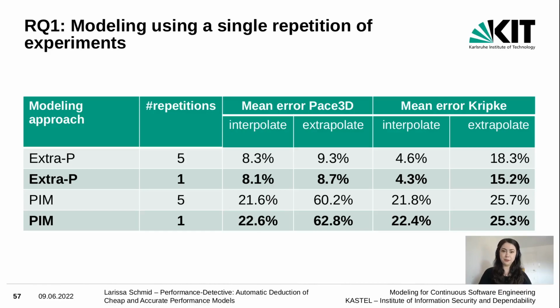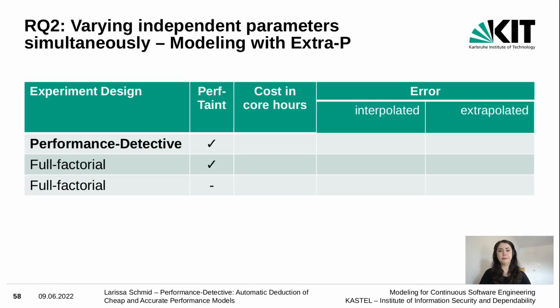So this step seems to work, and I will now continue with the models learned with only 1 repetition for the performance detective, and also now compare the actual experiment design we deduced, striking out all the measurement points. Where I would first like to compare against the full factorial measurement design, both learned with and without the use of perf-taint. And first we can see for the core hours that performance detective only needs around 11 core hours, whereas the full factorial measurement design is much more expensive, needing 368 core hours.